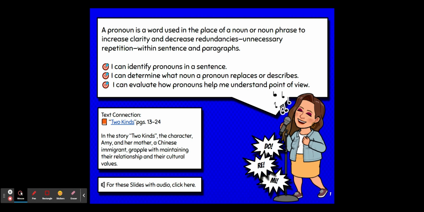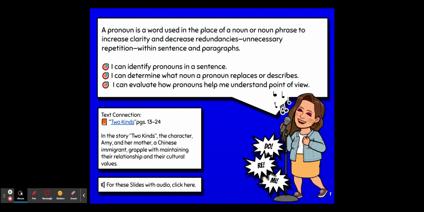Let's talk about pronouns. A pronoun is a word used in the place of a noun or noun phrase to increase clarity and decrease redundancies, unnecessary repetition, within a sentence or paragraphs. In other words, pronouns help us make sure that we're not super repetitive, and they help us make sure that our ideas are clear so we know exactly who we're talking about.